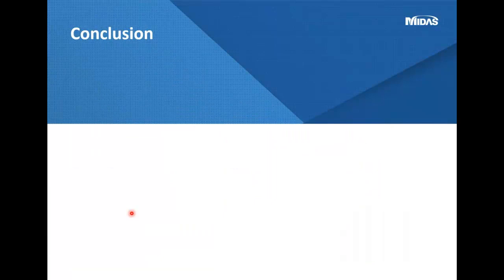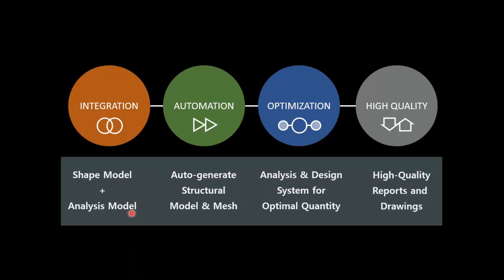Alright, so let's go to the conclusion of our today's session. So basically, we have seen how the shape model and the analysis model can be combined together, and further we can perform the analysis and design. Then there are so many automated features available in MIDAS nGen, that is auto-generate of load combinations, auto-generate of stories, and there is auto-generate of offsets, many automations that are available in MIDAS nGen. Then further optimization can also be performed for steel as well as for RC.